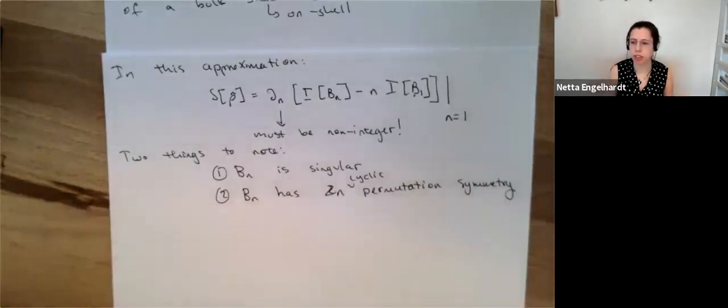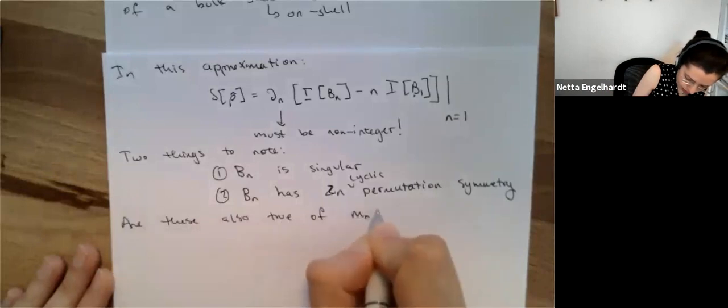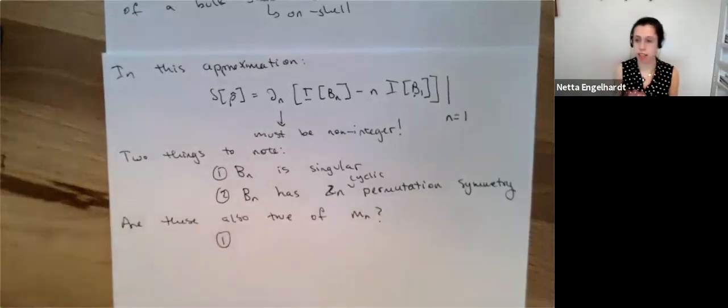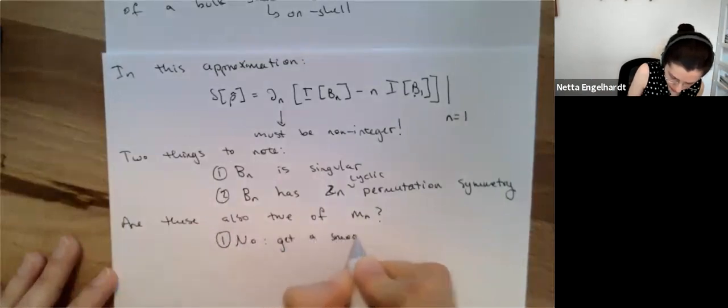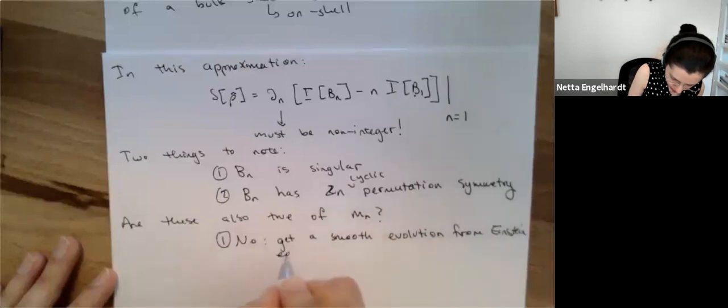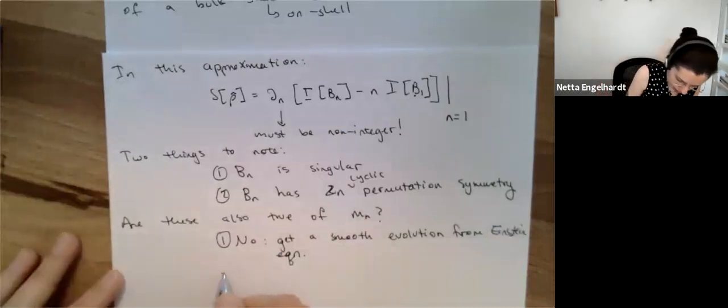So one very natural question to ask at this point is, are both of these also true of Mn, the corresponding bulk geometry? And the short answer is no, and that's important. The first one you can ask, is Mn also singular? And the answer is no, because we get a smooth evolution from the Einstein equation. So we start out with this singular geometry, but evolving towards the bulk immediately smooths it out. So that's good. We prefer dealing with smooth things than with singular things. Now, the second is not necessarily.